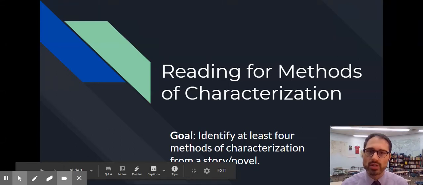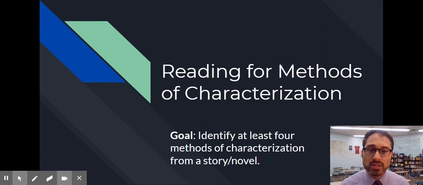In this video, we are going to take a look at how we read for and then begin to analyze methods of characterization within a story. So our goal in this video is for you to be able to identify at least 4 methods of characterization from a novel or story of your choice. So grab your novel that you're currently reading and have that nearby because we're going to pause and do some work during it.